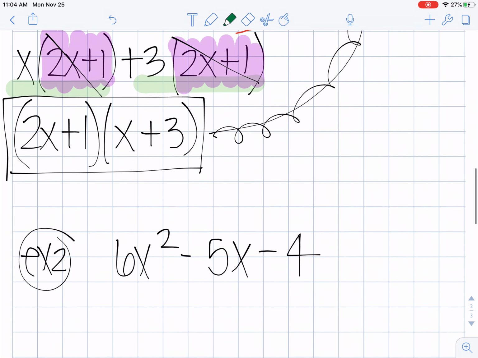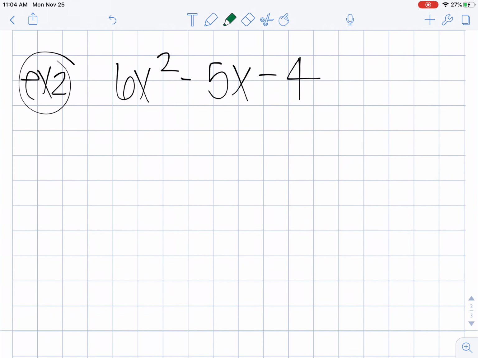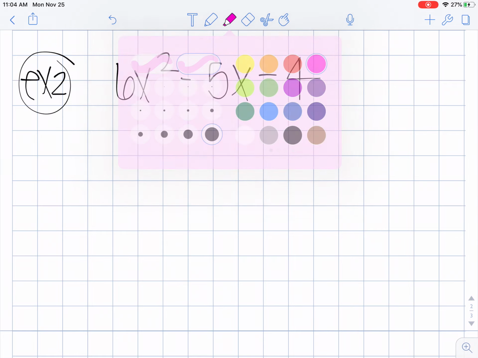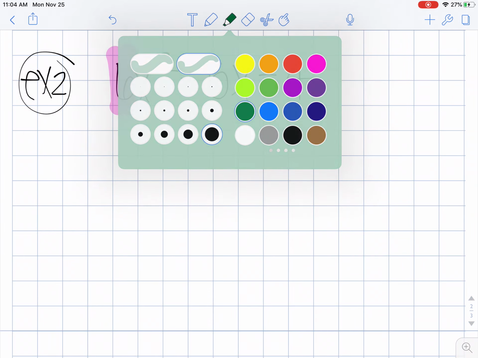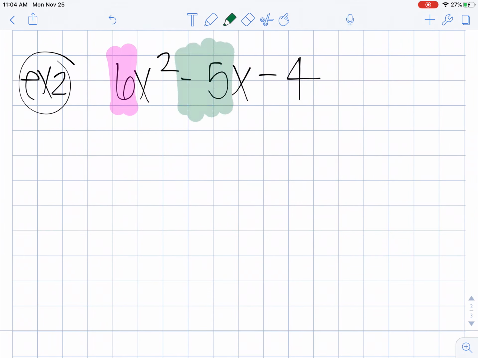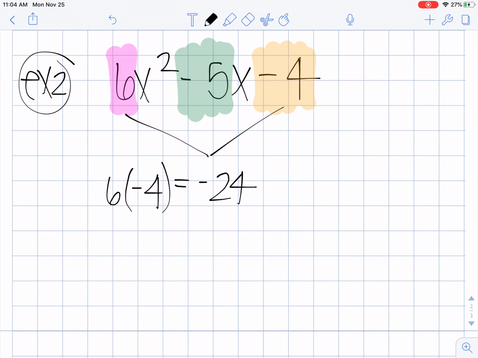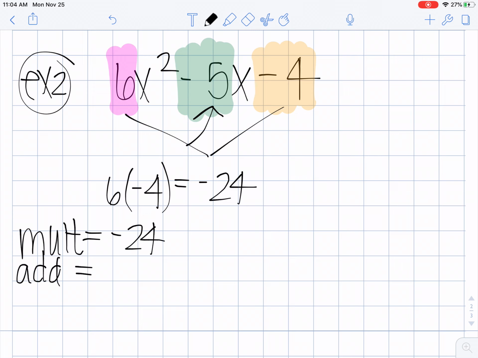Let's try another one. Okay, 6x squared minus 5x minus 4. So the first thing I do, if we look back here, we have our leading coefficient. We have a negative 5 for our middle term, and we have a negative 4 for our constant. We want to multiply our leading coefficient times our constant. 6 times negative 4 gives me negative 24. Okay, so I need to multiply to negative 24, but I have to add to my middle term. I wanted to add to negative 5.